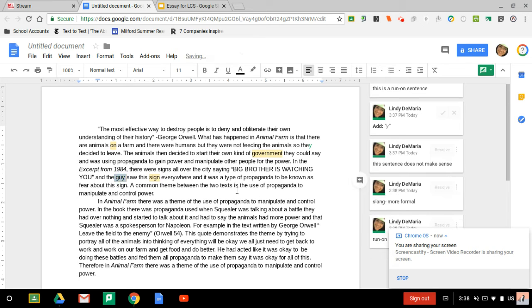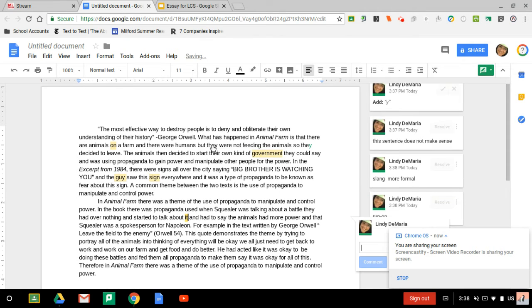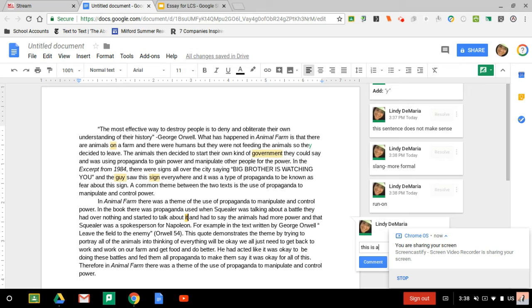It says, "In Animal Farm, there was a theme of the use of propaganda to manipulate and control power. In the book, there was propaganda used when Squealer was talking about a battle they had over nothing and started to talk about it and had to say the animals had more power and that Squealer was a spokesperson for Napoleon." Whoa, what a run-on. So again, I'm going to make the comment, this is a run-on.